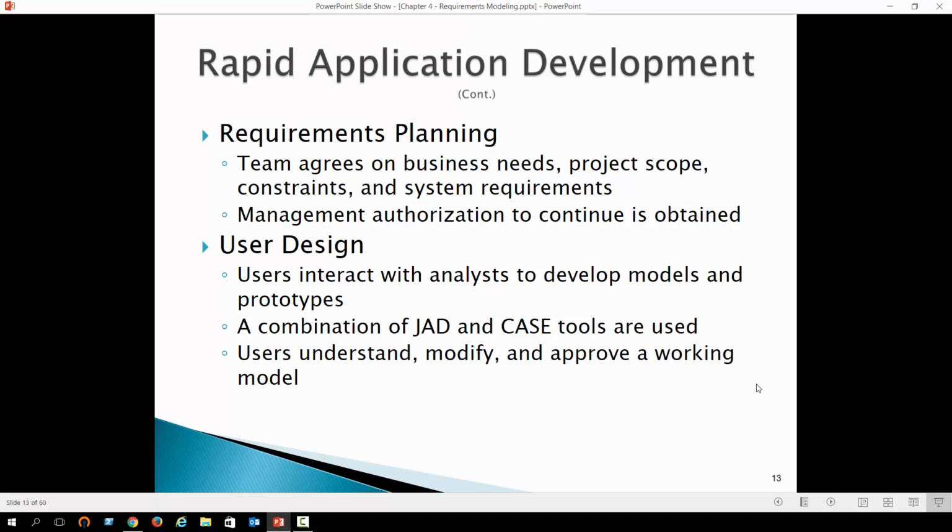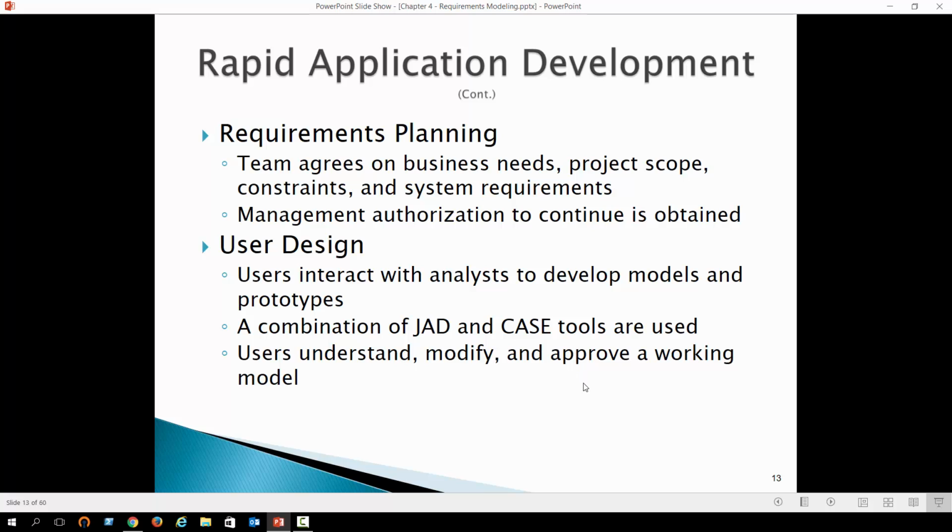So requirements planning: the team agrees on business needs, project scope, constraints, everything, and then management says, yep, that's it. So go ahead, move forward. That's when we get into design and we start designing the system. We have the requirements. A lot of times, this can be done, again, rapidly by just taking people away, going off site, getting all this stuff done in a day or two or sometimes weeks, but off site where they don't have the distraction of their daily job function.